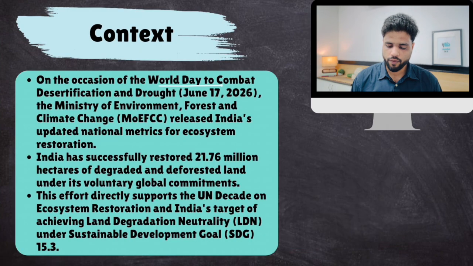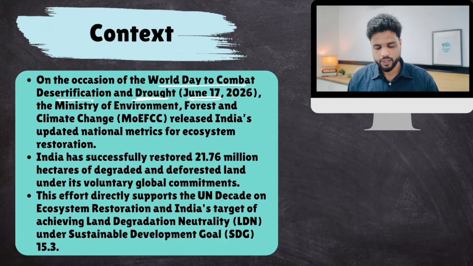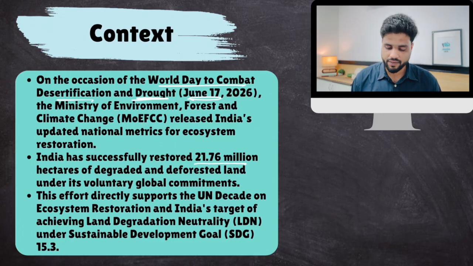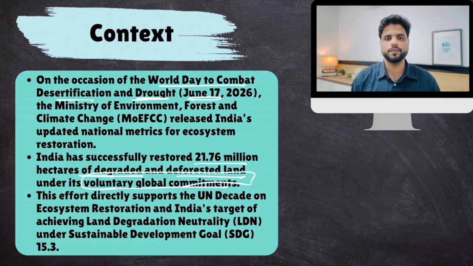So on the occasion of World Day to Combat Desertification and Drought, which is June 17th, the Ministry of Environment released India's updated national matrix on ecosystem restoration. The Ministry of Environment announced that India successfully restored 21.76 million hectares of degraded and deforested land under its voluntary global commitments. Clear? Now, this is really good for India's commitments under the UN Decade on Ecosystem Restoration, plus it is good for India's achievement of Sustainable Development Goals.